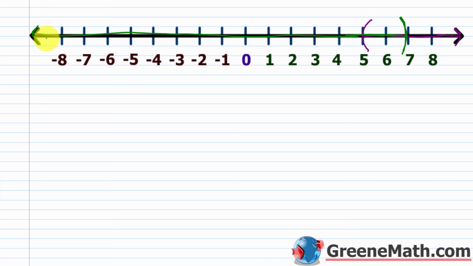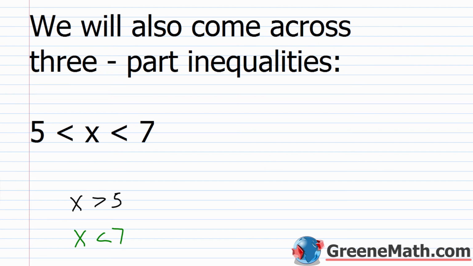I only want the section that solves both. So if we look at what's shaded by both, and it's kind of hard to tell, but it's going to be this area between 5 and 7. 5's not included, and 7's not included, but anything between those two would be included. If you think about it, it should make sense to you.